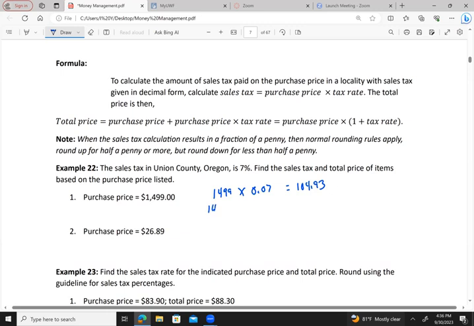Then we add that to our original price, and our final price is $1,603.93.